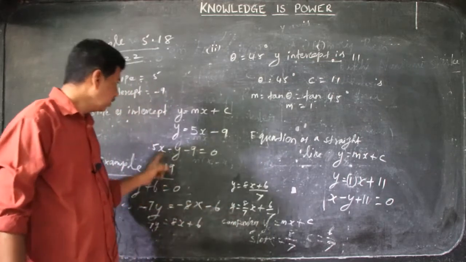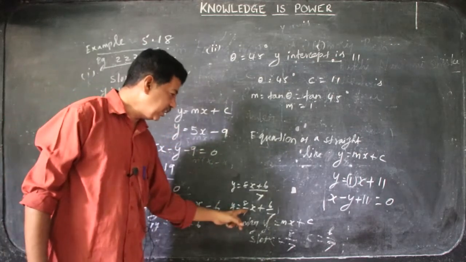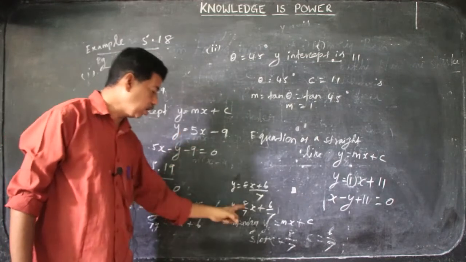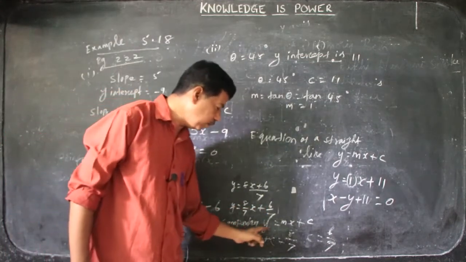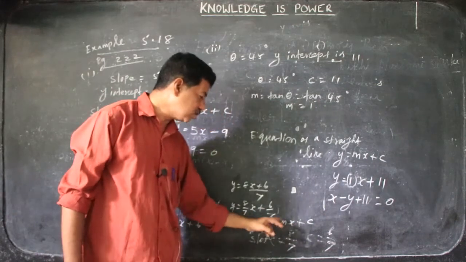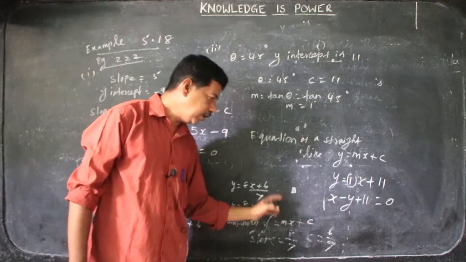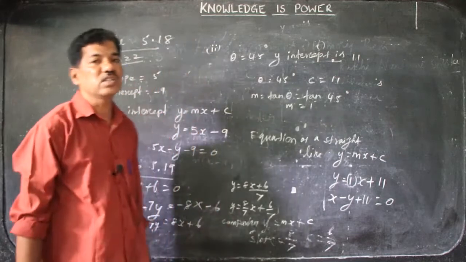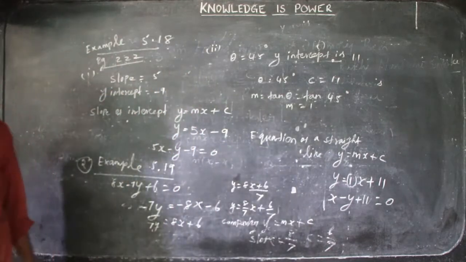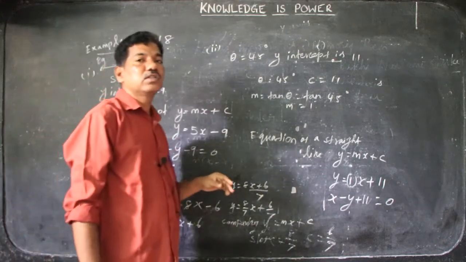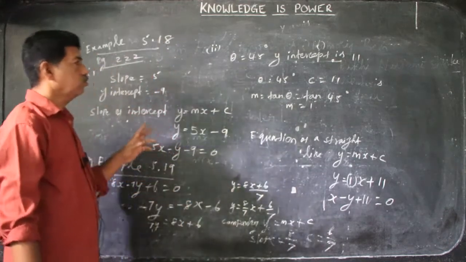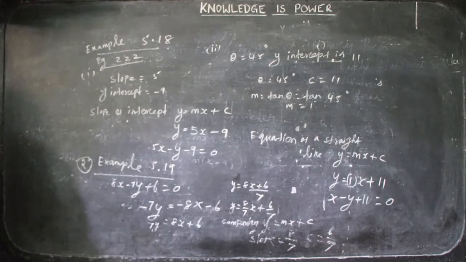Now compare this equation. It is in this model. Which model? This model, y equal to mx plus c. That's why I have written here comparing y equal to mx plus c. In place of m there is 8 by 7. In place of c there is 6 by 7. It's clear? Now we move on to certain exercise sums. That will be clear. Based on that we will proceed with certain exercise sums.